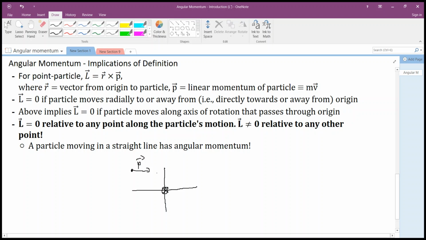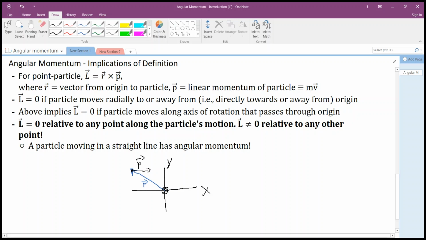Let's see an example. Suppose we have a particle traveling parallel to the x-axis as follows, where we will take the positive z-axis to be coming out of the page. In this case, we can draw a position vector. We can draw a vector from the origin to the particle, where we take the origin of the coordinate system to be the point about which we will be calculating the angular momentum. The r and p vectors are not parallel to each other, so their cross product will be non-zero. Our particle will have angular momentum.